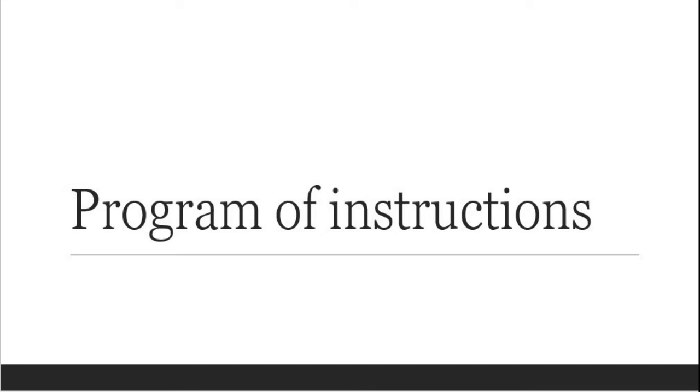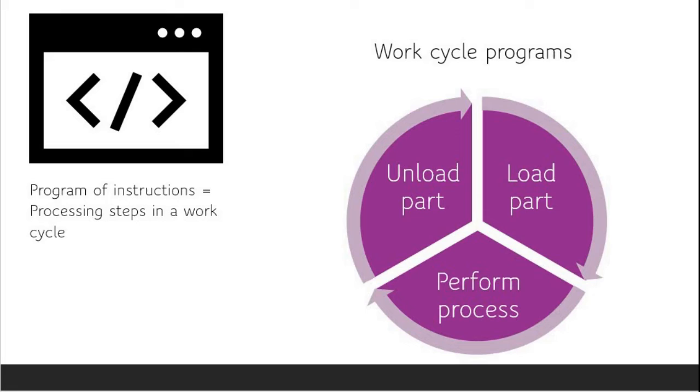Okay. Actions that are performed by automated process we typically call a program of instructions, which basically refers to the processing steps in a work cycle of producing a product. So a new part is basically completed during each work cycle, and these particular processing steps for the work cycle are specified in work cycle programs.